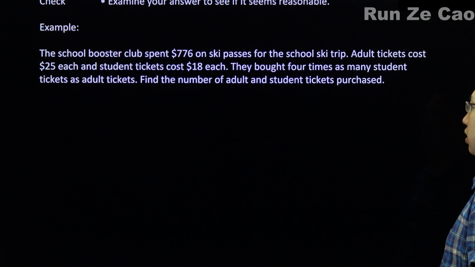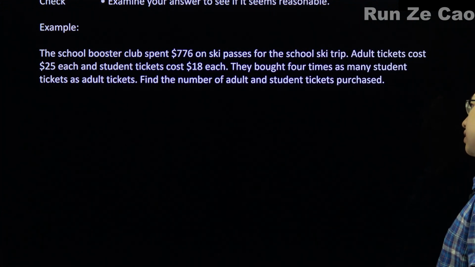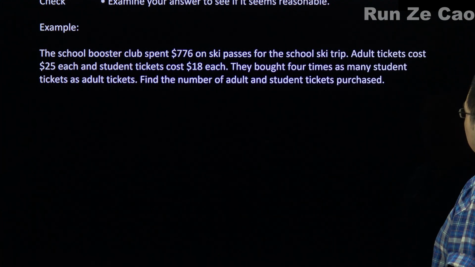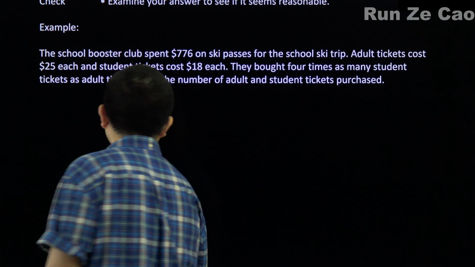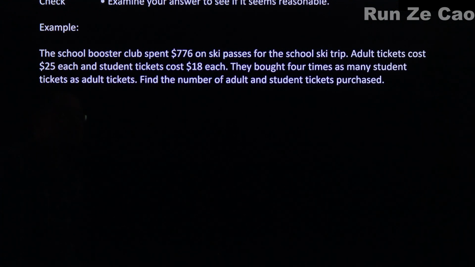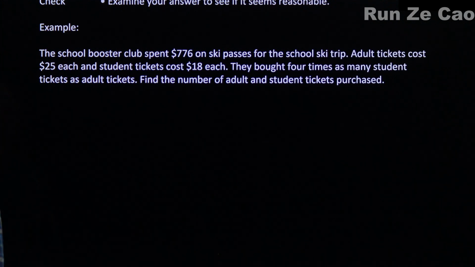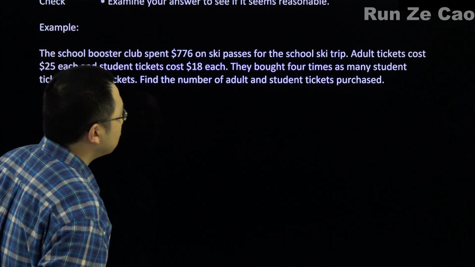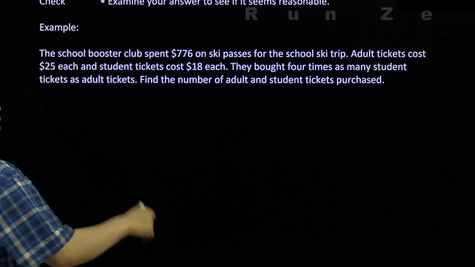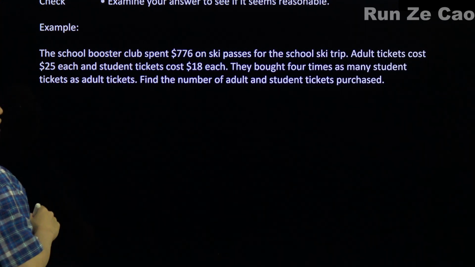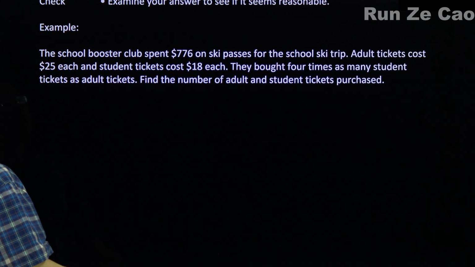So, the School Booster Club spent $776 on ski passes for the school ski trip. Adult tickets cost $25 each and student tickets cost $18 each. They bought 4 times as many student tickets as adult tickets. Find the number of adult and student tickets purchased. Okay. So let's say we don't actually know how to solve this.